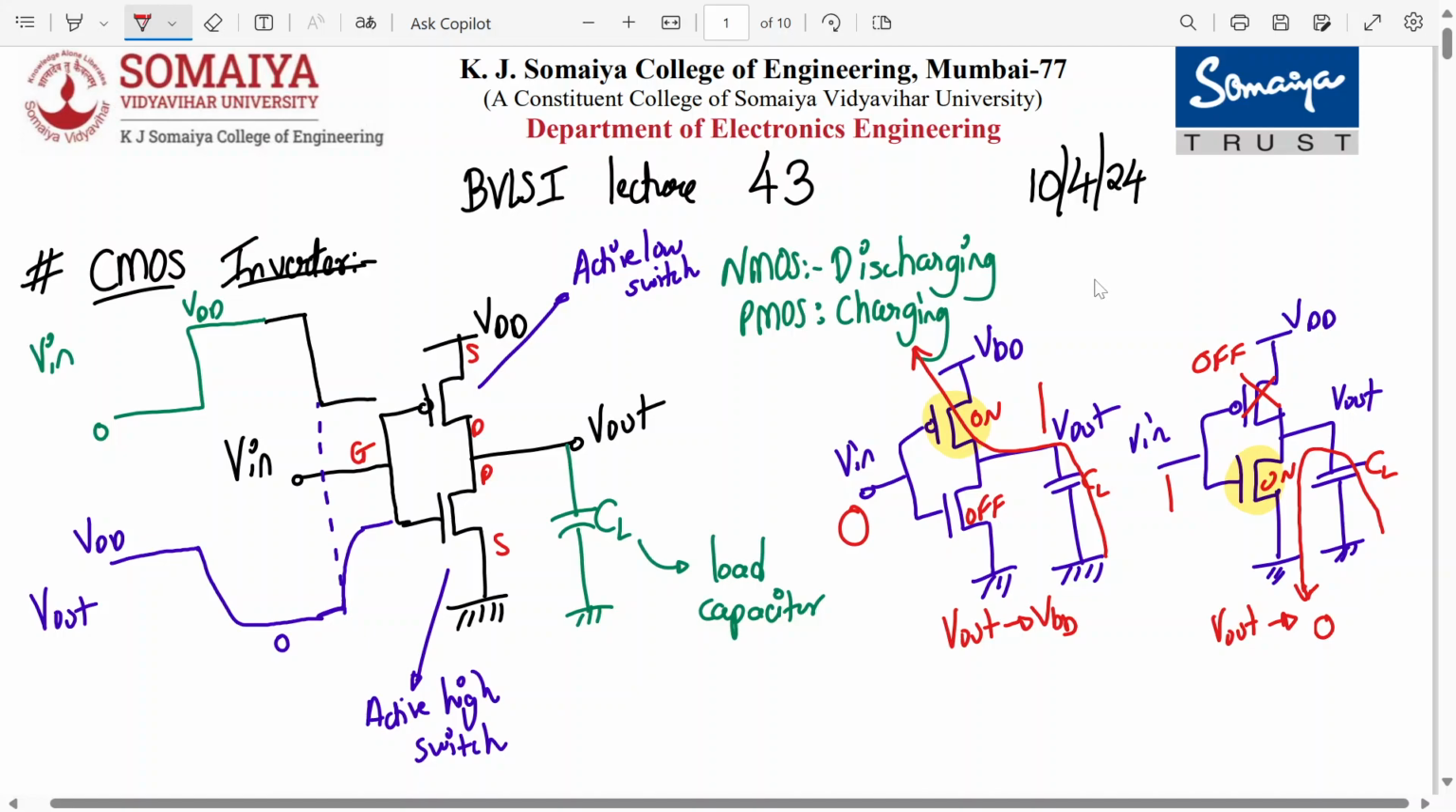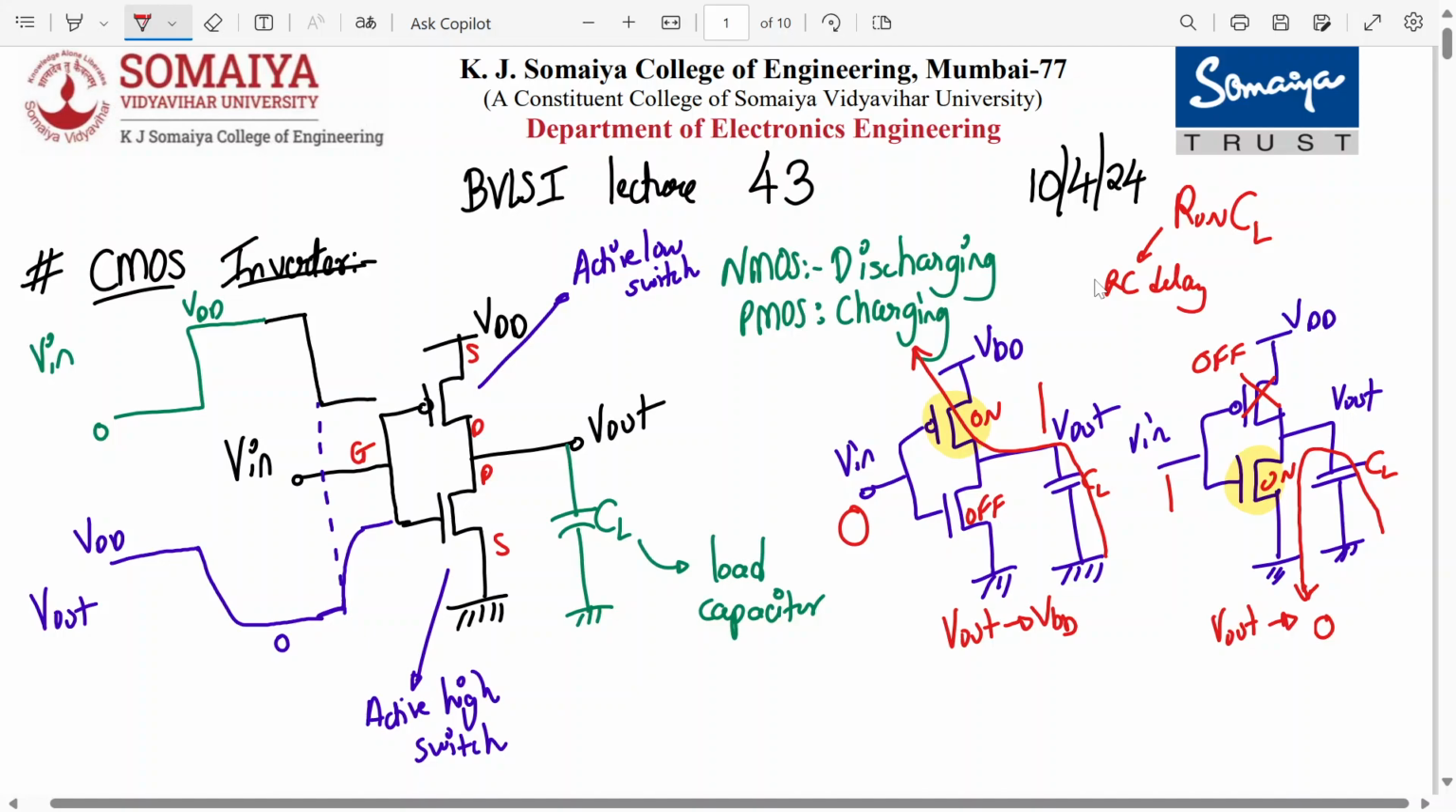Whenever NMOS or PMOS is on, there is an R on, an internal resistance associated, and the capacitor is this CL. So this is your RC delay. Because of this RC delay, the change from input 0 to VDD or VDD to 0 doesn't happen instantaneously. It takes some finite charging and discharging time.